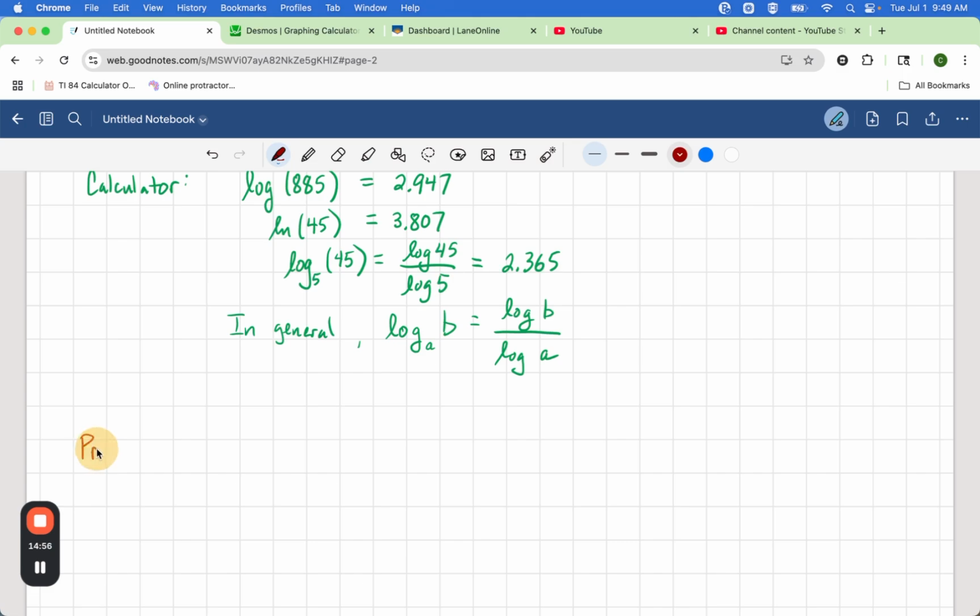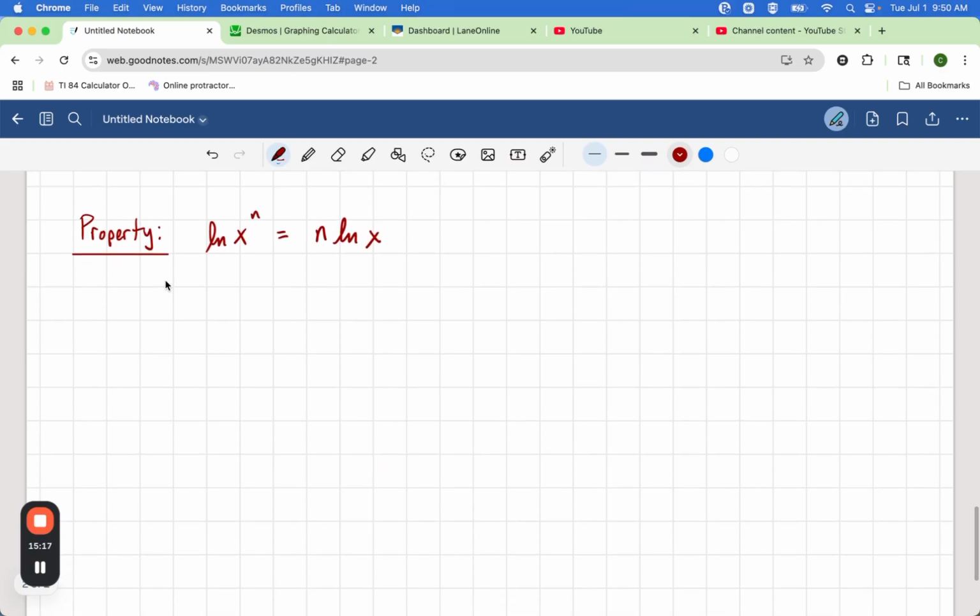Let's do a quick property before we do our last flourish of examples. This property here: ln of x to the n equals n times the ln of x. Alrighty, you can drop that exponent down. The reason we're doing that is to solve this kind of problem right here. So if I have, solve 7 to the x equals 813.